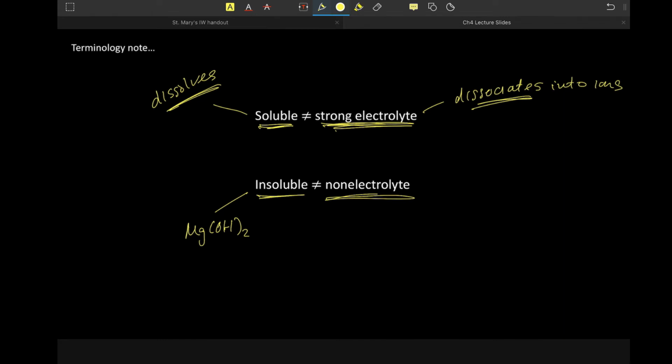But if we think about what that means, when we take magnesium hydroxide and add it to water, a tiny, tiny bit of it does dissolve, because insoluble is like a color chart. It doesn't mean that none of it dissolves. It just means very little. But the very little that does dissolve does dissociate. So magnesium hydroxide is insoluble, but a strong electrolyte. Does that make sense? The part that dissolves dissociates into ions.